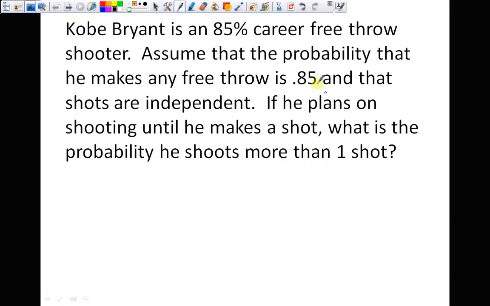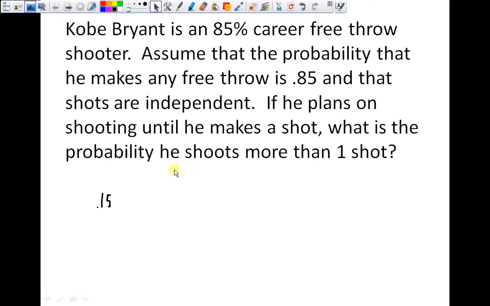But if we think about this situation logically, if he shoots more than one shot, then that means he does not make his first shot. He misses his first shot. If he shoots more, it means he gets his first make on the second, the third, fourth, and so forth. So the only thing that has to happen before that is he has to miss his first shot. So our answer here is 0.15.